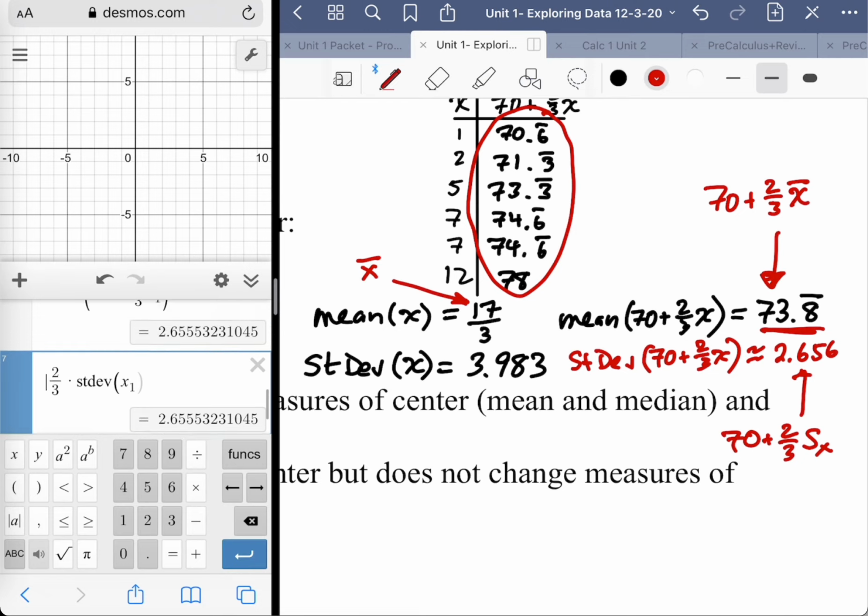All right, so what this tells me as a shortcut is if I want to find the standard deviation after a linear transformation, I don't need the 70 plus, because that 70 plus is a shift of values. If you think about a standard deviation as how spread out a data set is, just shifting every point over isn't going to increase or decrease the spread. So if I have a number 1 and a number 2, increase them both by 70, they become 71 and 72. They're still separated by 1 unit.